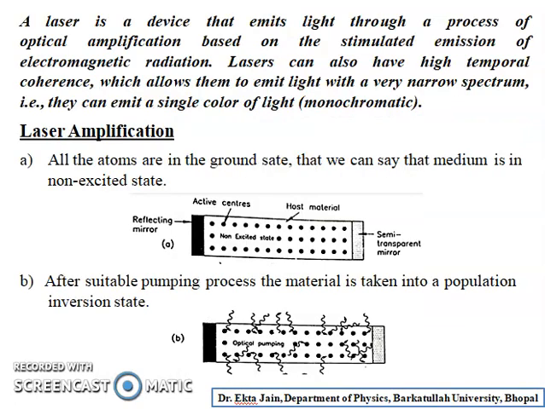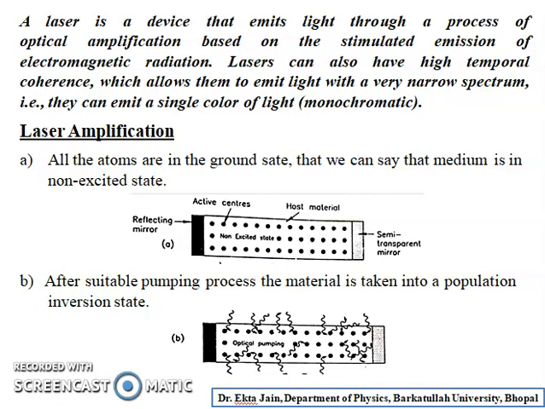So, before going on to the laser principle or laser amplification, I must throw some light on laser. What is laser? In a very short, a laser is a device that emits light through a process of optical amplification, which is based on stimulated emission of electromagnetic radiation. Lasers can also have high temporal coherence, which allows them to emit light with a very narrow spectrum, that is, they can emit a single color of light, or we can say that the light which we get from laser is monochromatic.